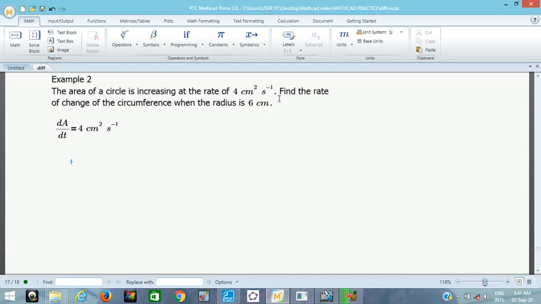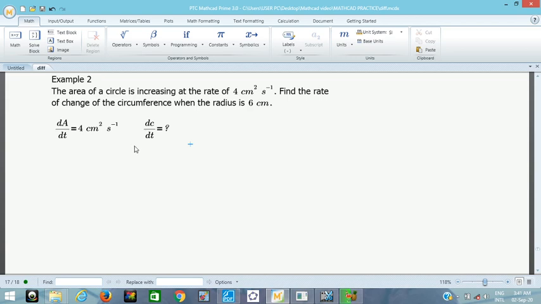Then let's move on. The question now says find the rate of change of the circumference when the radius is 6 cm. So this time it is the change of circumference the question wants us to calculate. Let's take C as our circumference. Since they did not give you with respect to anything, it is with respect to time. That is dC/dt, which is what we are calculating. We don't know the result yet, so just put a question mark.